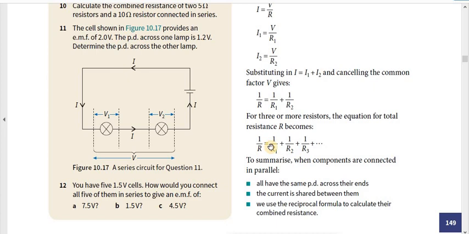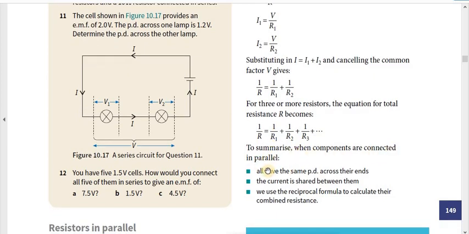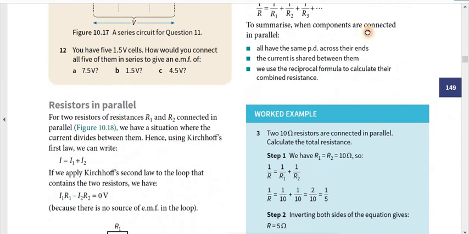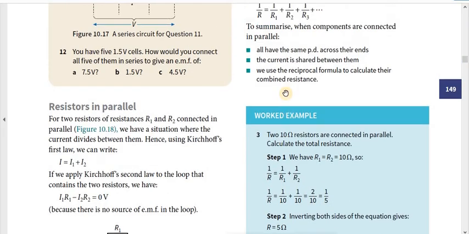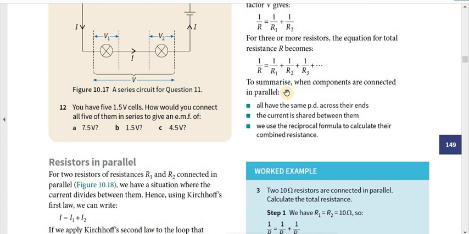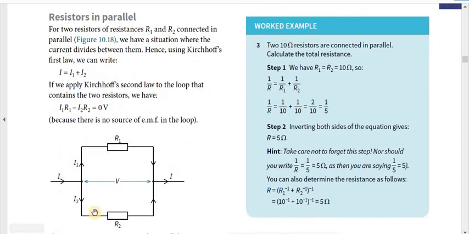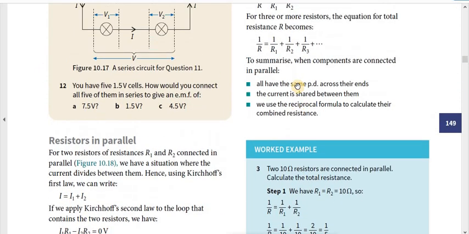And then in summary, when components are connected in parallel, all have the same potential difference across their ends. You can see the potential difference across R1 is equal to the potential difference across R2. If two components are connected in parallel, then they have the same potential difference across them. The current is shared between them because there is an alternative path for current to flow here. So some current goes this way, some current goes this way, but the total current entering the junction should be equal to, in this case, I. So I1 plus I2 equals capital I. It's shown here, Kirchhoff's first law.